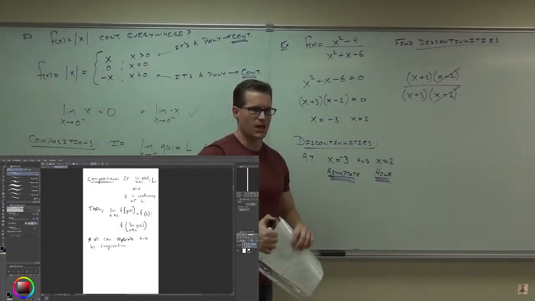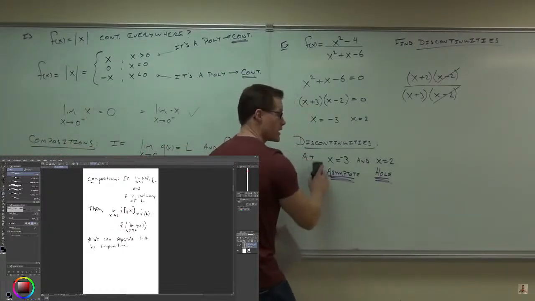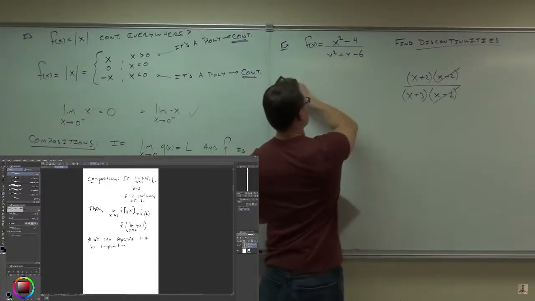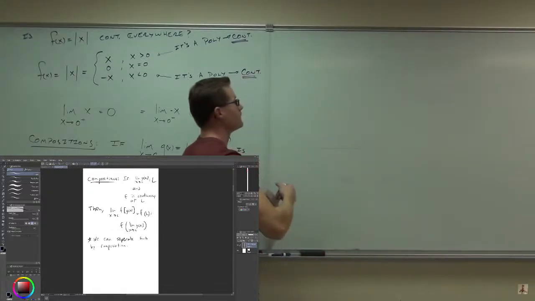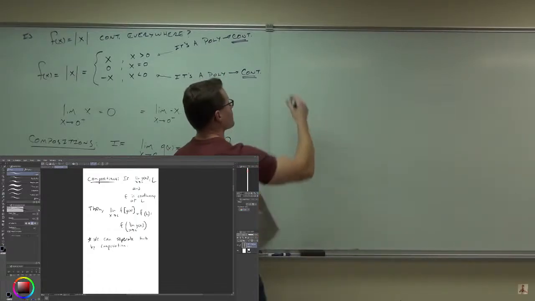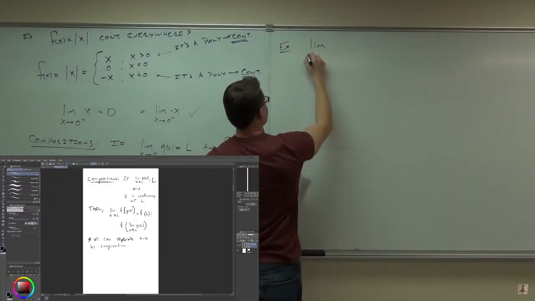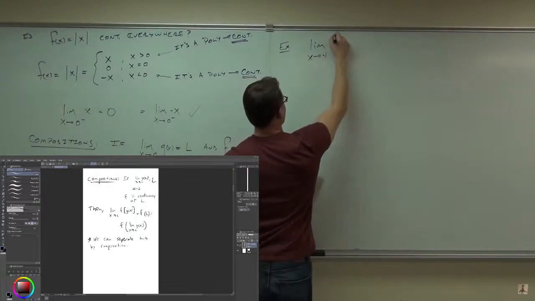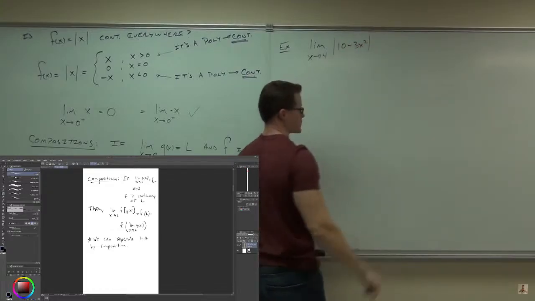Let me give you a quick example of how we can use it. Talk about maybe one more thing that we've done for today. So, quick example. Let's say we have a limit as x approaches 4 of the absolute value of 10 minus 3x squared.